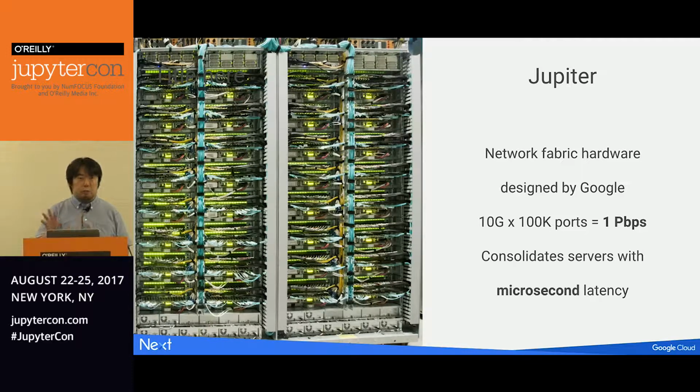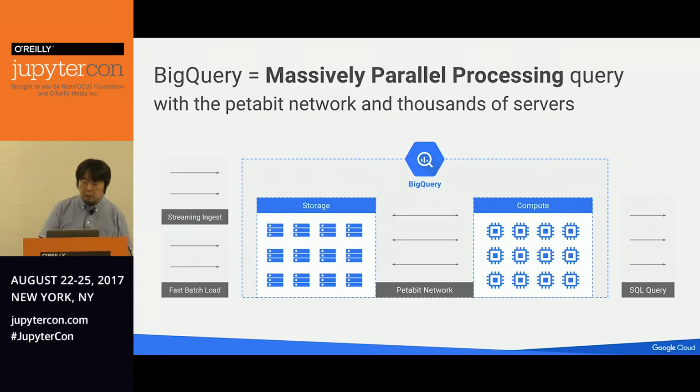So combining two different technologies, the container technology and the large-scale network, you can build a very large, massively parallel processing data warehouse. That is BigQuery. Every single SQL query you run on BigQuery will be processed by 1,000 to 2,000 CPU cores with hundreds of disk drives running in parallel. So it's a totally different architecture compared with the other competitors' data warehouse systems.